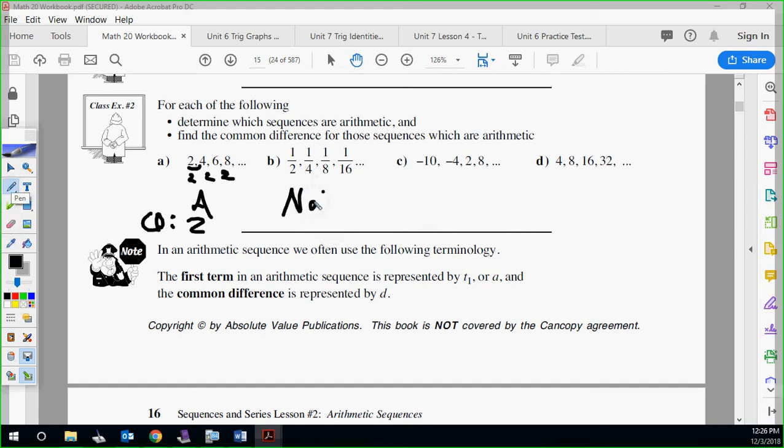So not arithmetic. Negative 10, negative 4, 6, and 8. So work on your negatives here. Negative 4 minus a negative 10 means plus 10, so it's 6. 2 minus a negative 4 is 6. 8 minus 2 is also 6, so it's good. Yes, arithmetic with a common difference of 6.